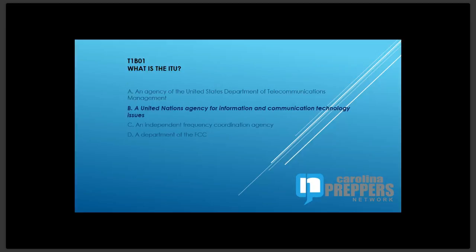in the test. Now, if you have this what is ITU question in your test, B may not be the answer, a United Nations agency. It may be D. They're not going to be in the same order. But when you see what is the ITU, one of the choices is going to be a department of the FCC, or these other three choices. They'll just be mixed up. So what is the ITU? It is International Telecommunications Union.